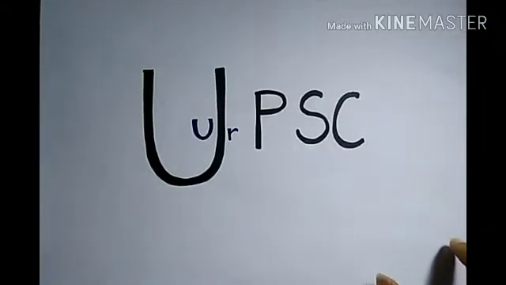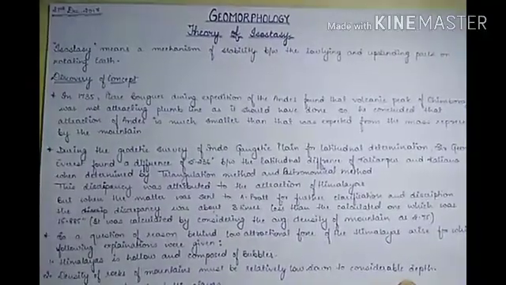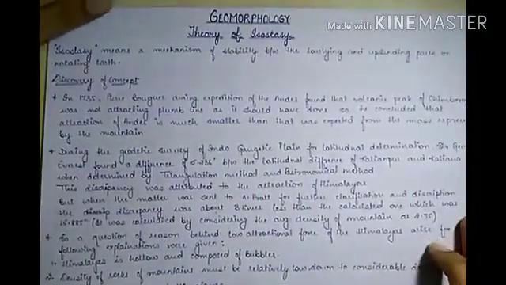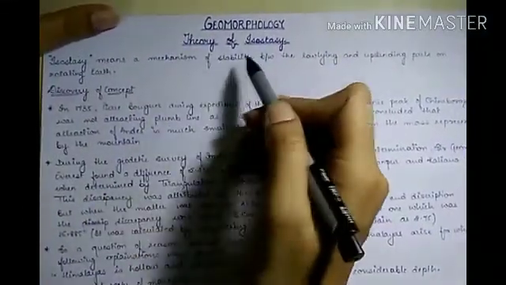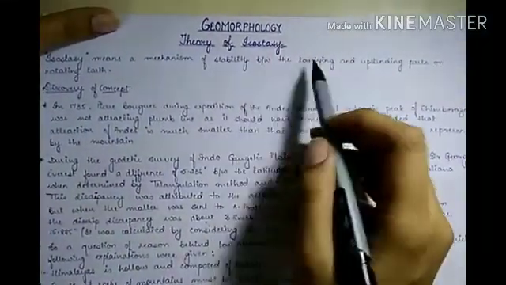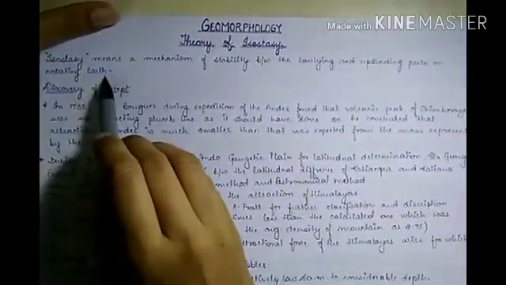So today we'll start with another topic of geomorphology, that is isostasy. So let's get started. So what exactly is isostasy? Isostasy means a mechanism of stability or mechanical stability between the low-lying and upstanding part on the rotating earth.